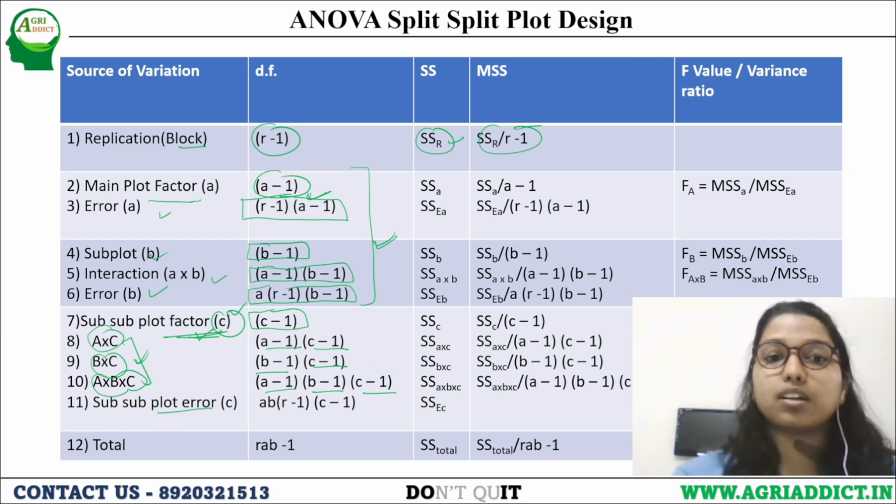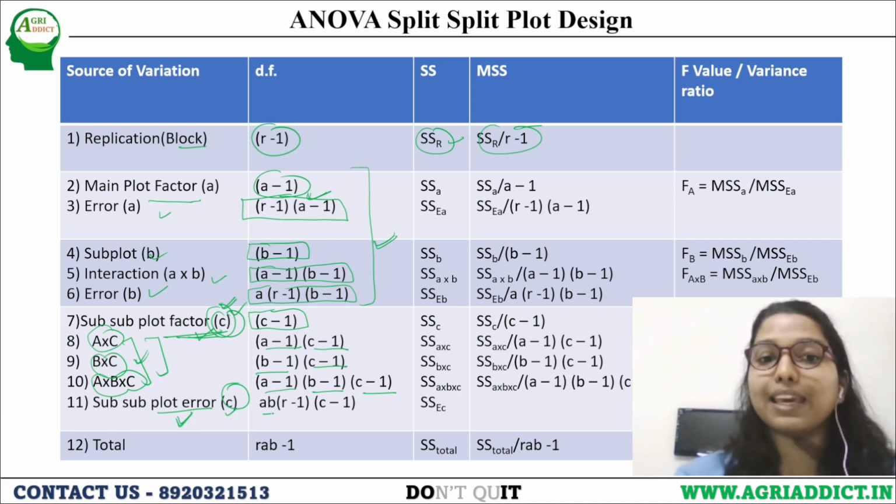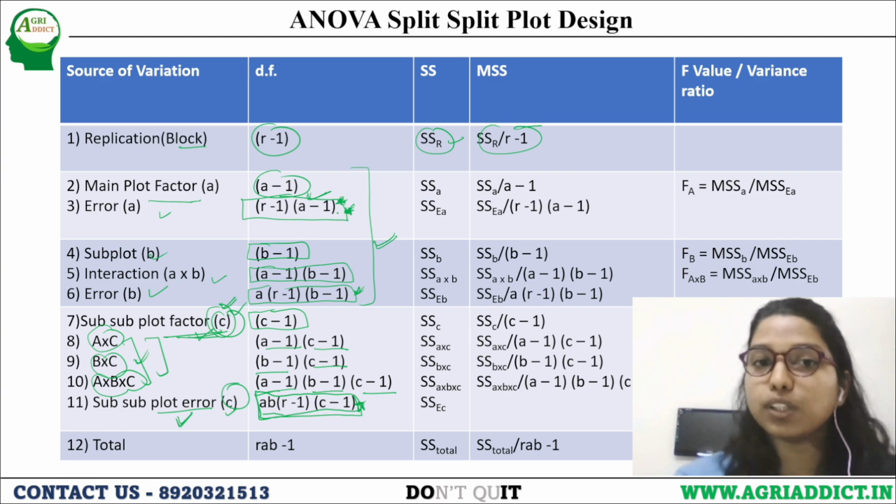Subplot error for the C. For the third factor and its interactions, the error will be this subplot error, which is error C. It will be A into B, R minus 1, C minus 1. This you have to remember. This error you have to remember. The second one you have to remember, and this one. Because this can be asked directly, you just have to put the value in this and you will get the results. This much you have to remember here.